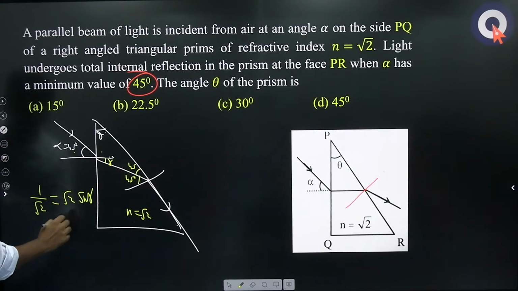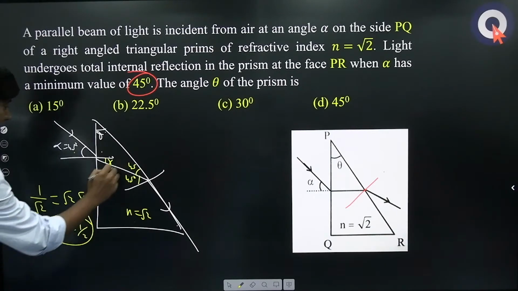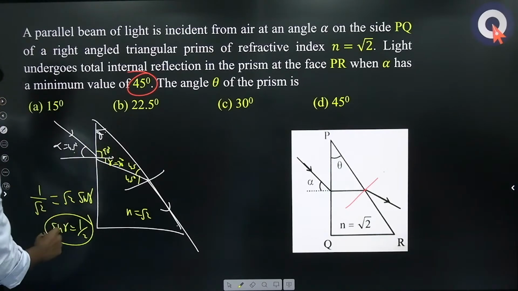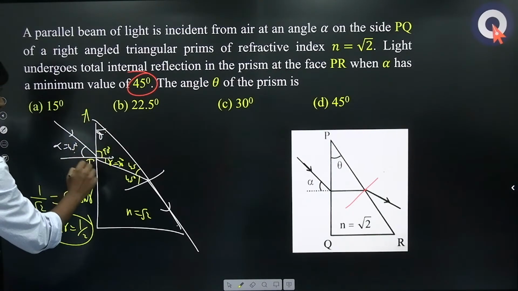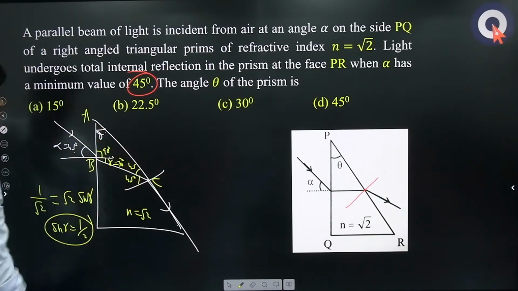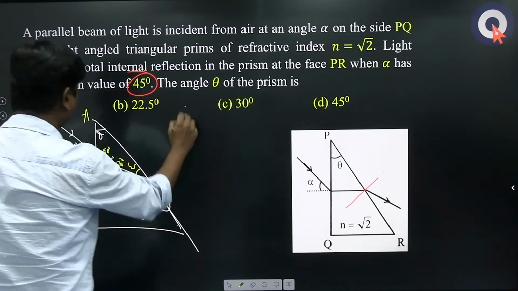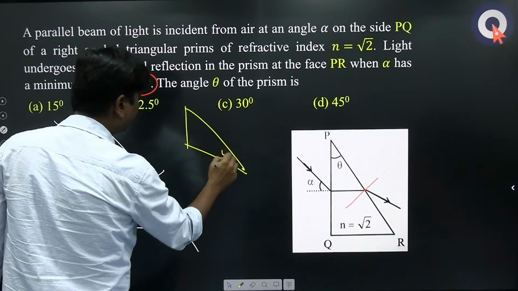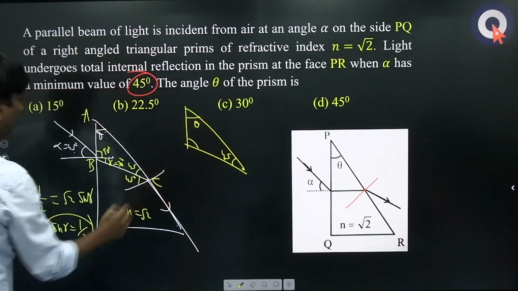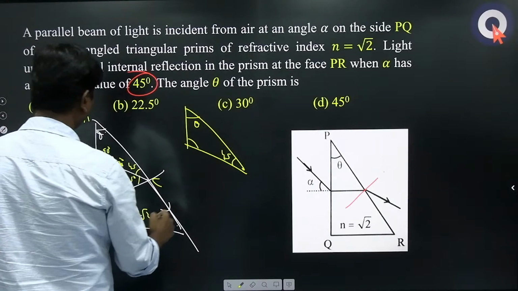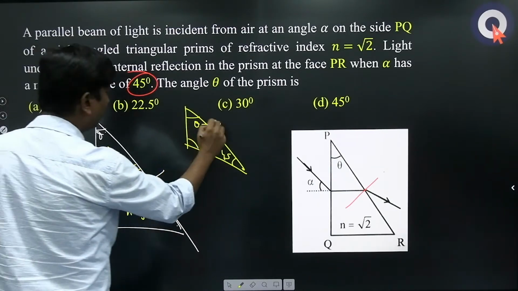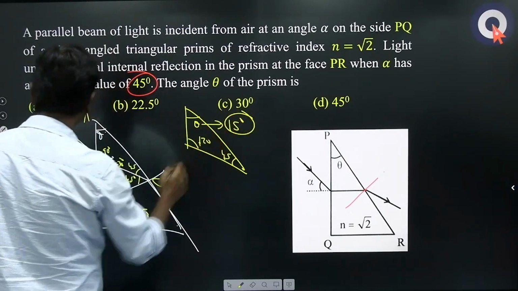So sin r is equal to 1 by 2. So that means r is 30 degrees, and this is already 90 degrees. So just consider the triangle A, B and C. If you consider this triangle, already this angle is 45, this angle you want, theta, and this angle is what? 90 plus 30. So it's 120. So 120 and 45 is 165. So this will be 15 degrees, which is the answer.